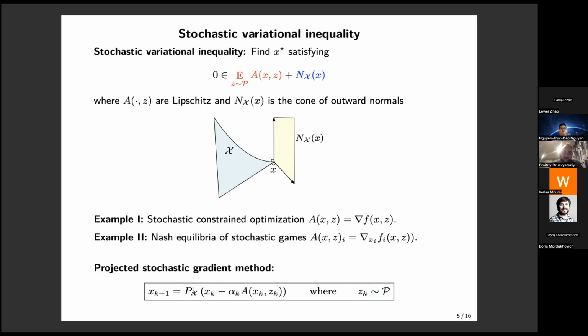If something's not clear, please interrupt me at any time. Okay, and so P_X is the projection, the nearest point projection. What we'll be talking about is this process, this algorithm.